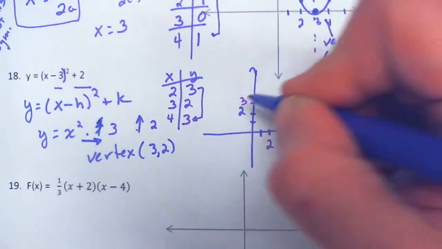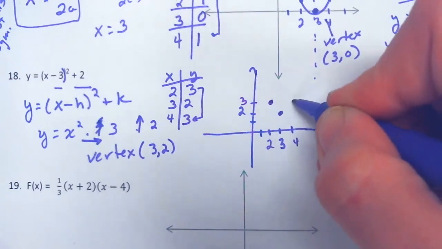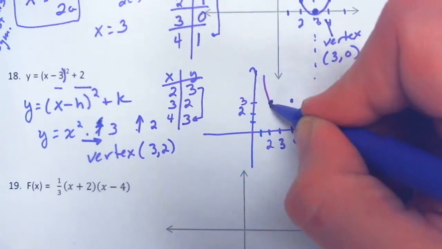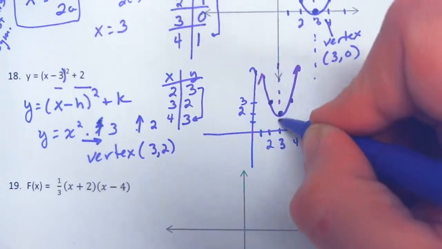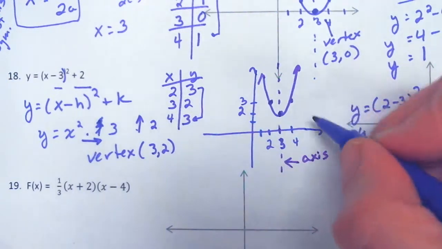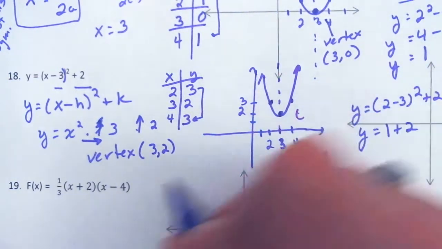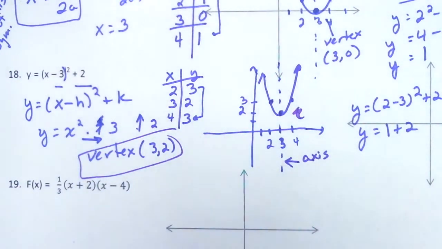So I'll finish my graph. So at 2, 3, I have a point. At 4, 3, I have a point. And there's the parabola. The axis of symmetry goes straight through the vertex. So I have the axis of symmetry. Vertex, oh, we already labeled that, at 3, 2. So that's the graph for number 18.